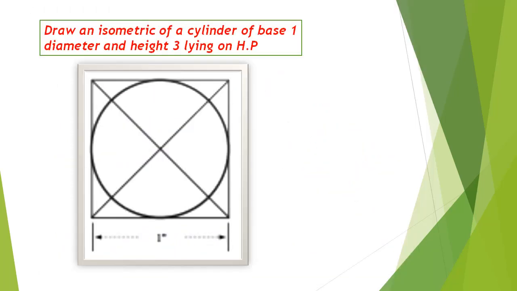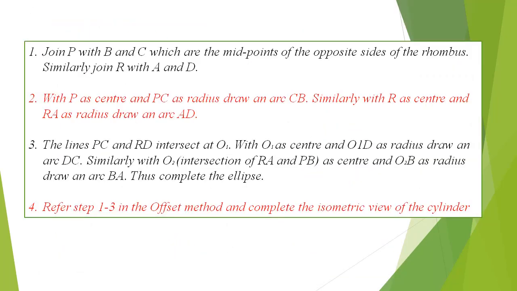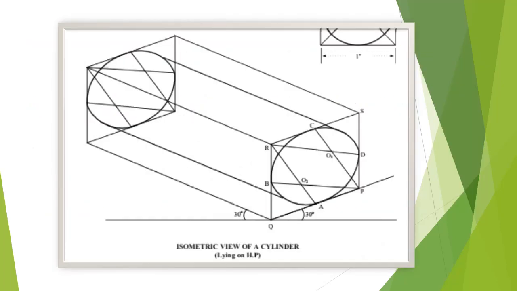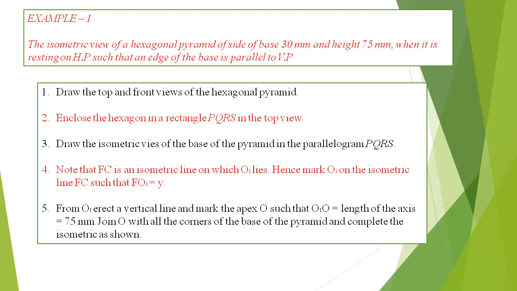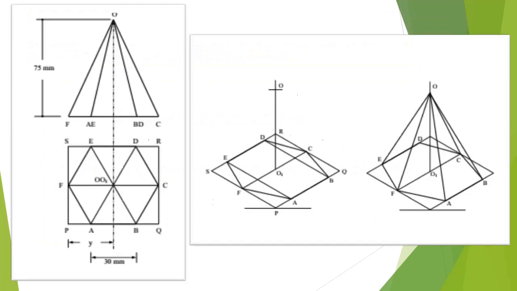Problem number 1. Use method of drawing circle in isometric drawing first. Now use same method to draw same object in offset. And complete the drawing. Now yourself try these examples. Procedure is given in earlier slide.